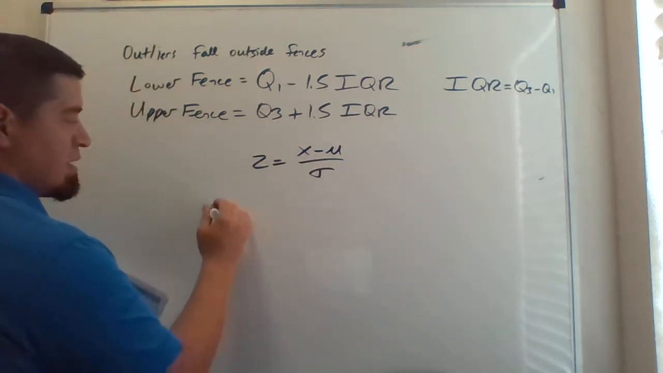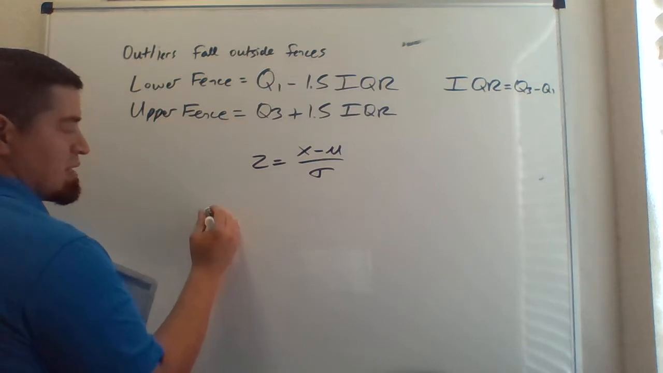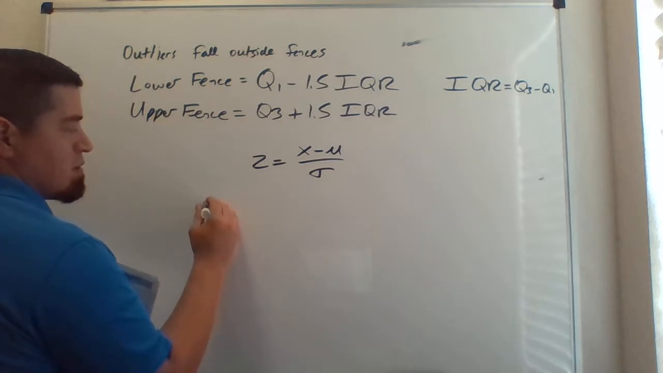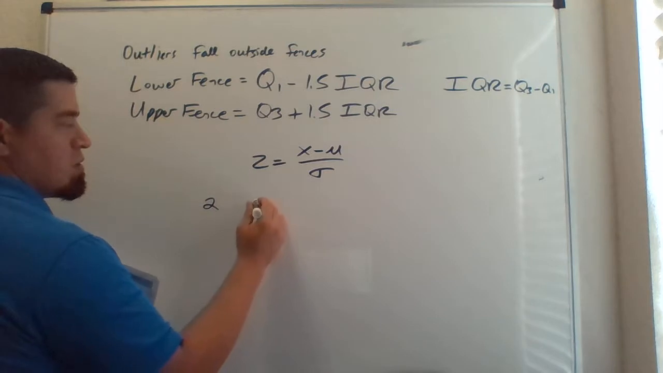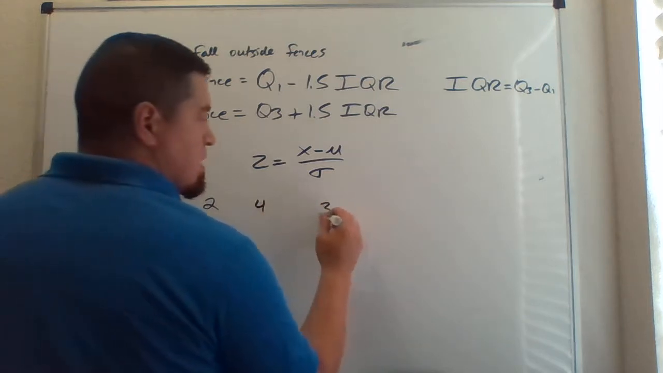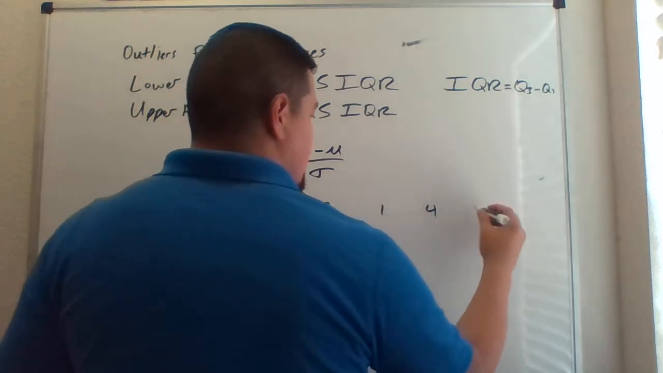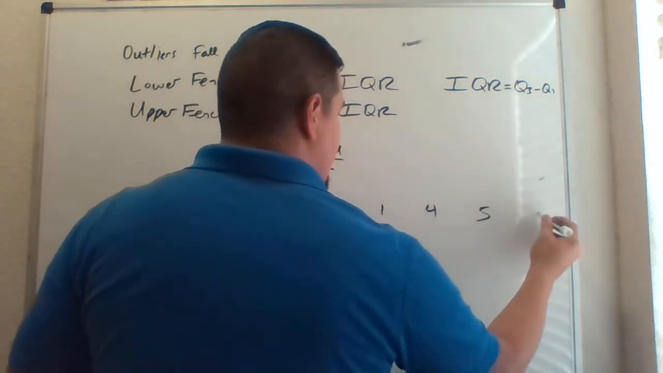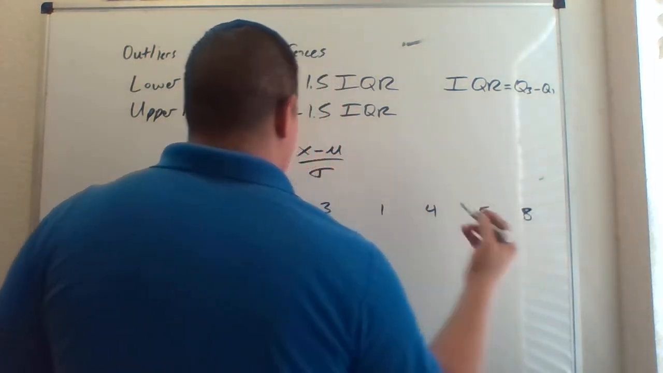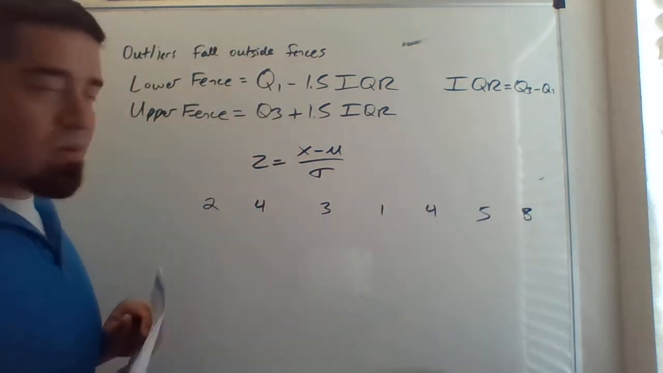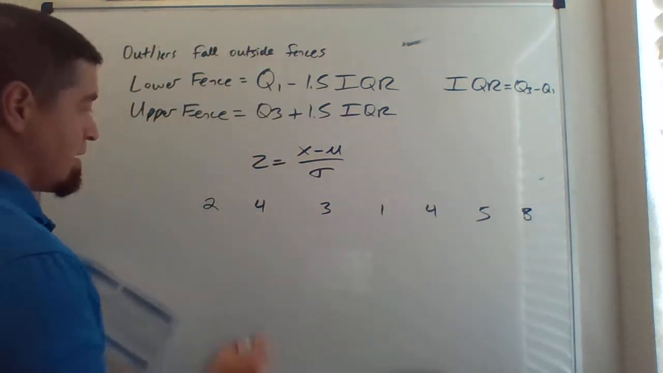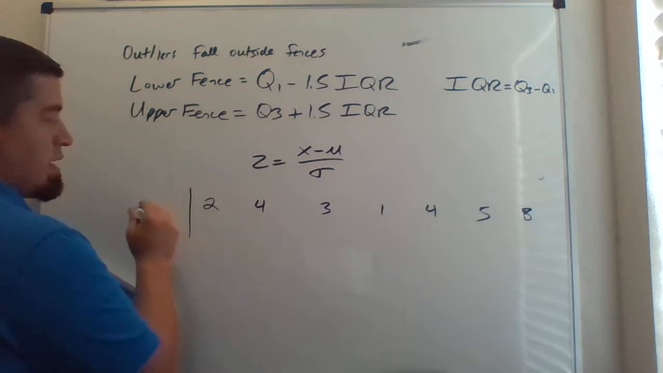So let's say you have a data set, and the data set is maybe people's number of siblings, right? And you have somebody with 2, somebody with 4, somebody with 3, somebody with 1, somebody with 4, and so on, 5, 8. Okay, now I want to determine if this data set's normal using a quantile plot. So these are my x's.